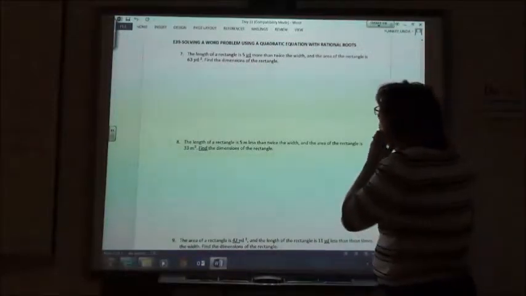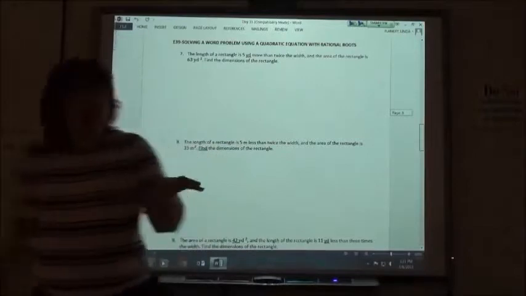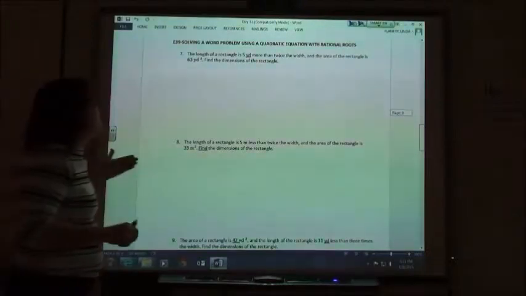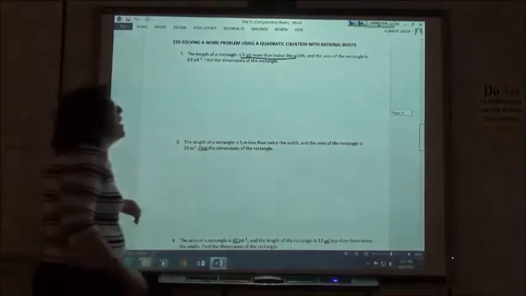Number 7, we are solving a word problem using a quadratic equation. So it's going to end up that we have a squared term in our problem. But what we're going to do is just translate it. It says the length of my rectangle is 5 yards more than twice the width.